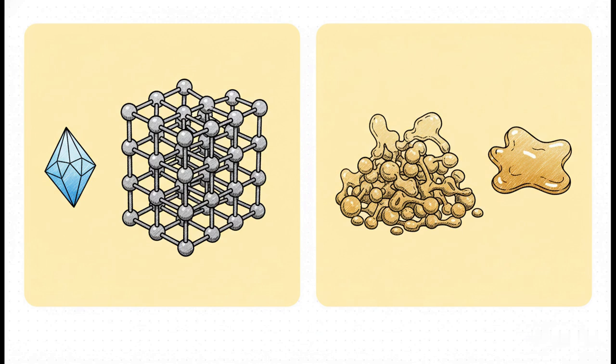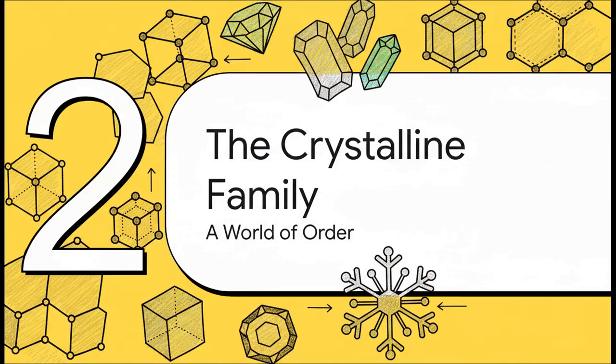But on the other side, you have the amorphous solids, the agents of chaos. Their particles are just all jumbled up, totally random, with no pattern whatsoever. It's almost like a liquid that was flash frozen in a single instant. So, let's start by exploring that highly organized and, frankly, incredibly structured world of the crystalline family. This is where we find nature's most perfect patterns.